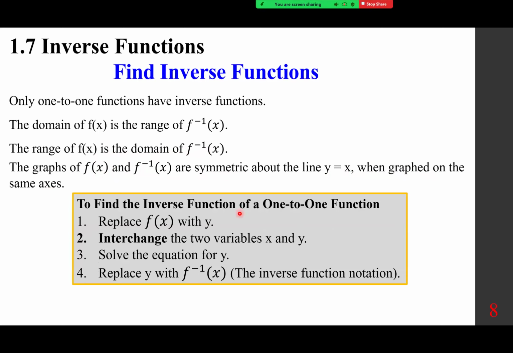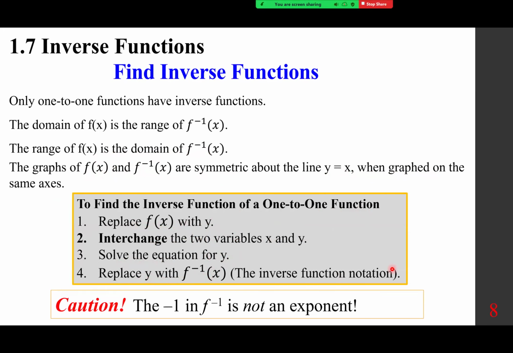To find the inverse function of a one-to-one function, replace f of x with y, interchange the two variables x and y, solve the equation for y, and replace y with f inverse, the inverse function notation. And again, caution, the negative one in f inverse is not an exponent. It's just straight f inverse.